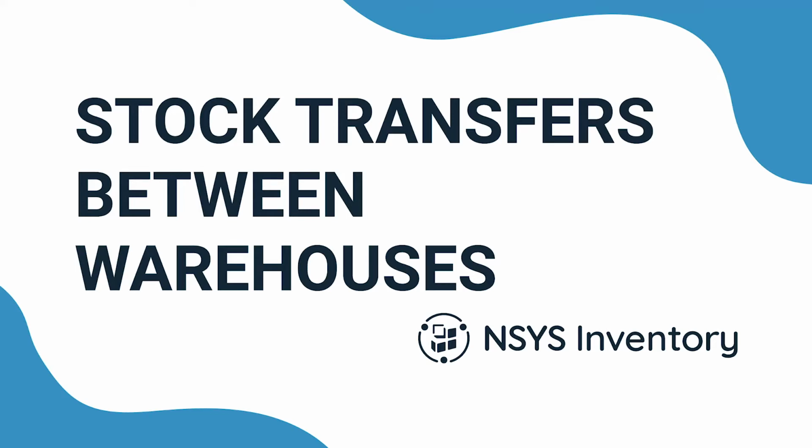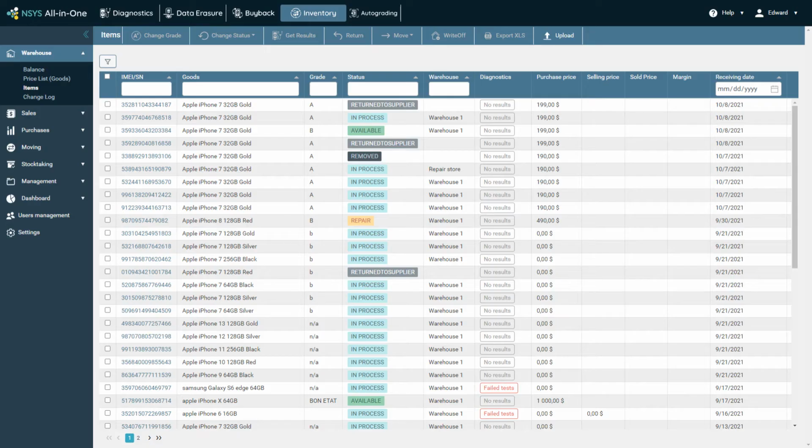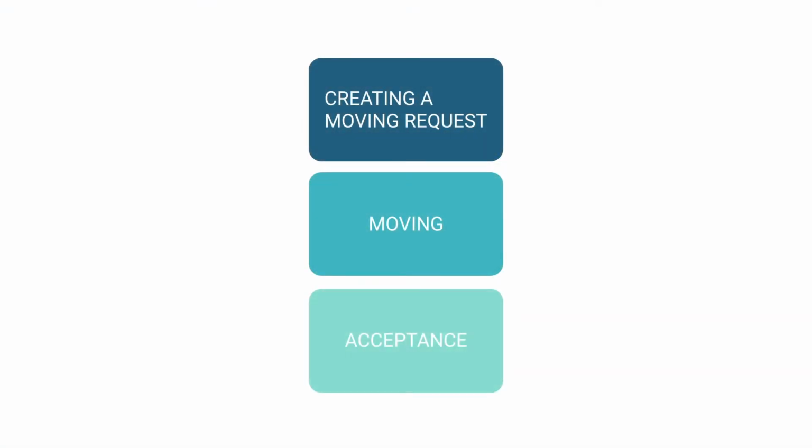Stock transfers between warehouses. Sometimes when you are working with multiple warehouses, you need to move goods from one place to another. For example, you might need to move restored devices from the repair center to the main warehouse. You can do so from the Moving section. There are 3 easy steps: creating a moving request, creating a moving document, and creating an acceptance document.